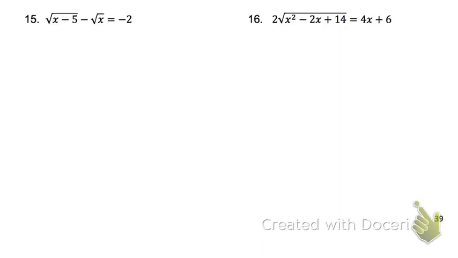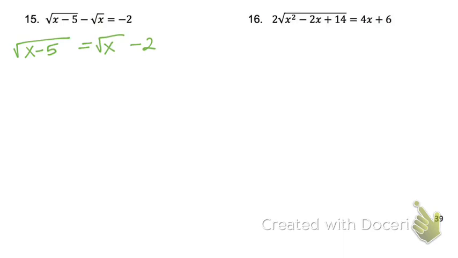So here, I want to get the square root of x minus 5 on one side. I want to move everything else over. So I'm going to add the square root of x to the other side, where it's going to look like square root of x minus 5 equals negative 2 plus the square root of x. Or you could do square root of x minus 2. That looks better to me. I'm going to draw a line. Now we square.